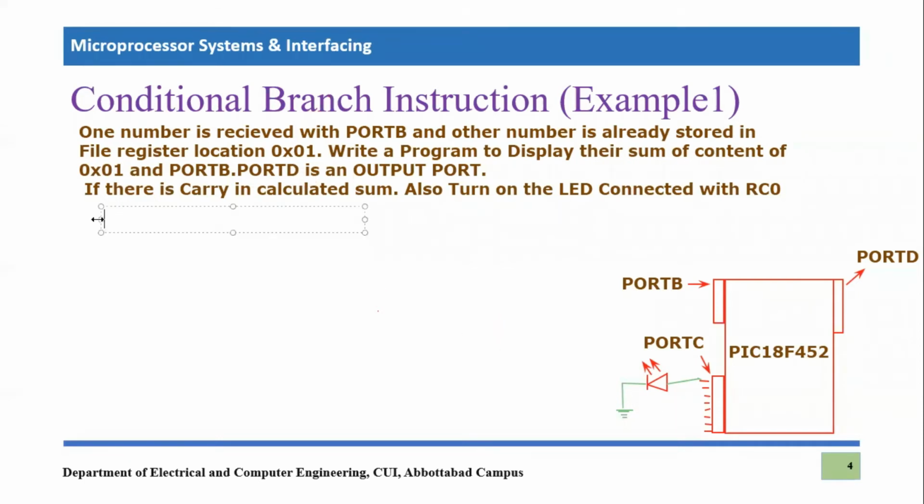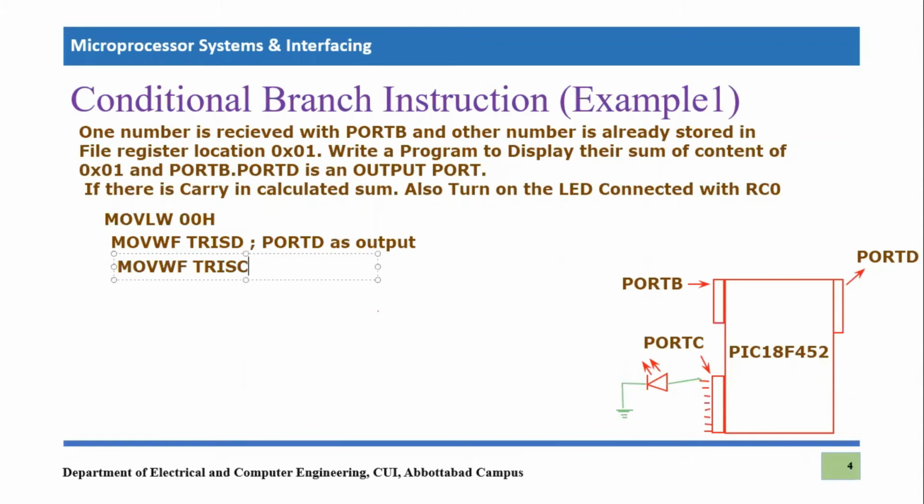First of all, let's define our input and output ports. So move literal to working, 00 hex, right? And we will transfer this information with move working to file, port D. So this will make port D an output port, right? We will also do the same thing: move working to file, port C. So it will also convert port C to output.